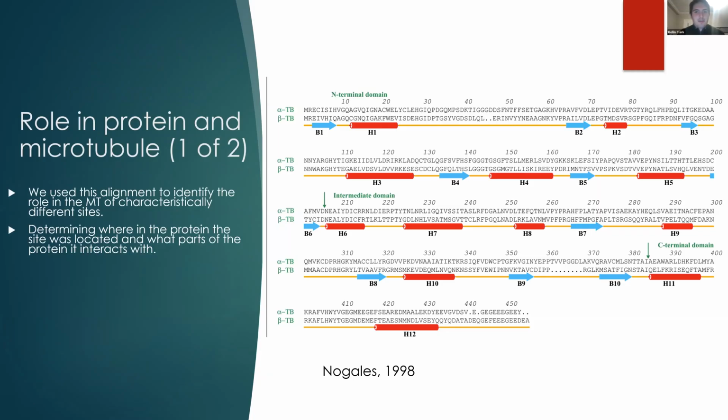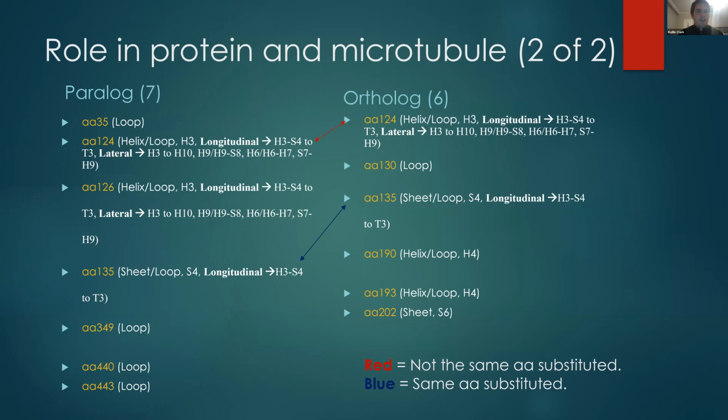In order to locate and understand the interactions taking place at these characteristically different sites, we used some papers from the Nogales lab, and specifically this alignment paired with some other figures in their papers to help identify whether a site was in a beta sheet, helix, a loop, or any other protein motif throughout the tubulin protein. These papers were super helpful in identifying and understanding what interactions were occurring. We'll go into the interactions here.